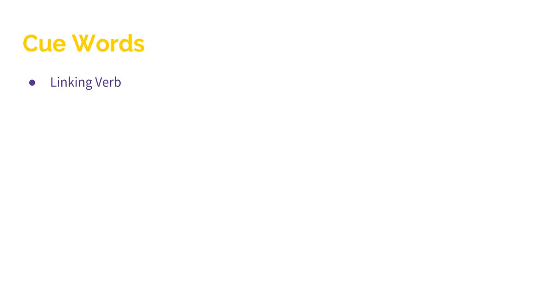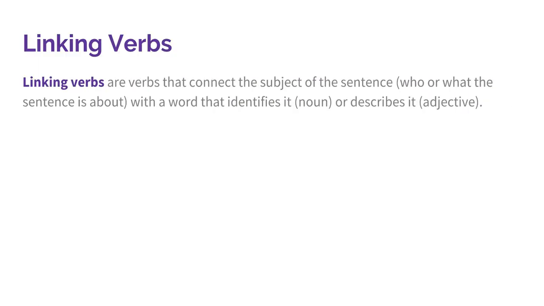So your cue words are linking verb, be verbs, and you need to know what they are, how to conjugate them, and whether they're linking or not. So linking verbs are verbs that connect the subject of the sentence, that who or what the sentence is all about, with a word that either identifies it, such as a noun, or describes it, like an adjective. Linking verbs do not name an action, and this is why they're hard to figure out, because they're just connecting a descriptor or identifier back to who or what the sentence is all about.